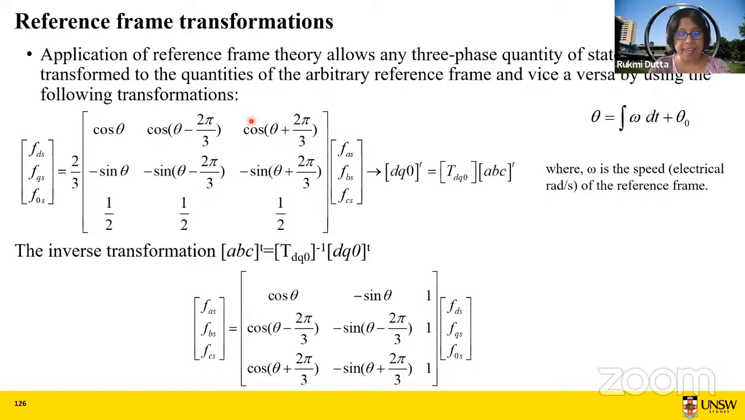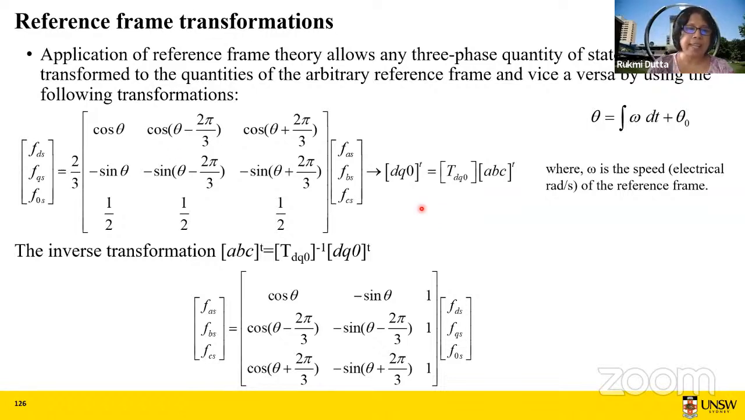The second scientist who discovered this transformation, his name was Park. So that's why when we use the matrix in which theta comes from the electrical synchronous speed, that transformation is still referred to as Park's transformation, okay? So the stationary reference frame is sometimes referred to as the Clarke transformation, and the synchronous frame transformation is referred to as Park's transformation.